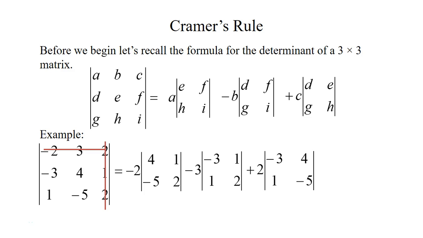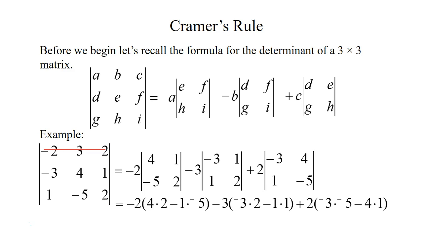Now we have to find the determinant of the 2x2 matrices. So remember that when you're doing that, you're going to multiply across. So the determinant of 4, 1, -5, 2 is 4 times 2 minus 1 times -5. Then that's going to be multiplied by -2. And we did the same thing for the other two determinants, and we ended up with a determinant of 17.